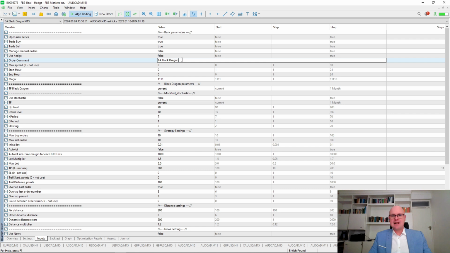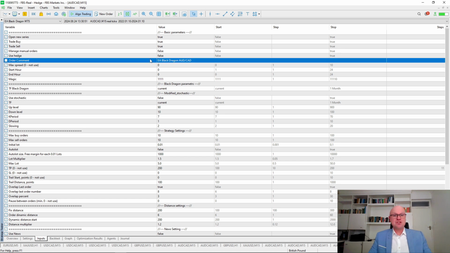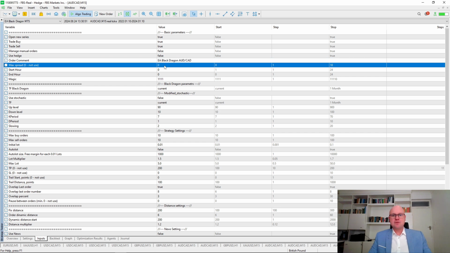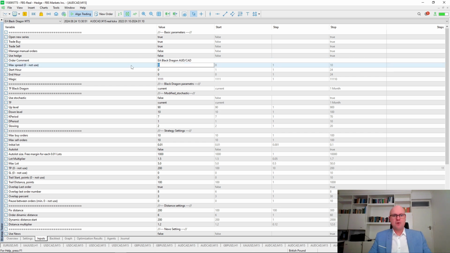Now, the comments allow you to specify what strategy you are using, what instrument you are trading, and specifically what EA. On top of this, you also have a maximum spread filter, which is very good to avoid sudden spikes in price and also increases in the spread. Now, it's important to adjust this for your account type and also for your broker. So I'm going to use an example of 45.